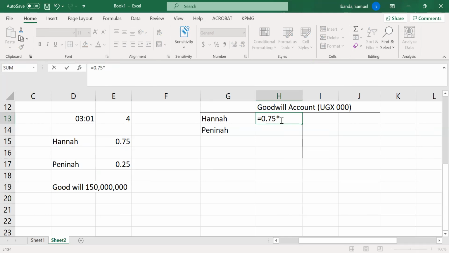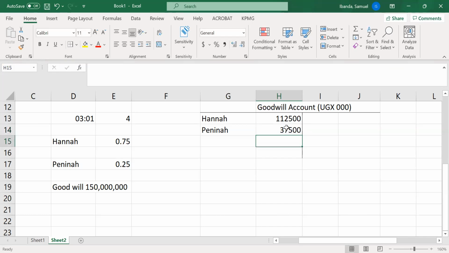So this will be 0.75. Now you don't have to do this on your examination paper. You just calculate and put it there. But I'm calculating it from the same sheet times 150,000. So you have 1,125,500. And for Penina, you also calculate this from your calculator, 0.25 times 150,000. I'm using 150,000 because I've already put the degree of precision of 1,000, so that is what I'll have.